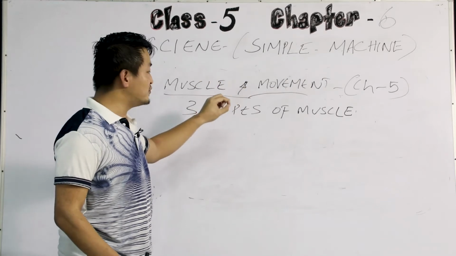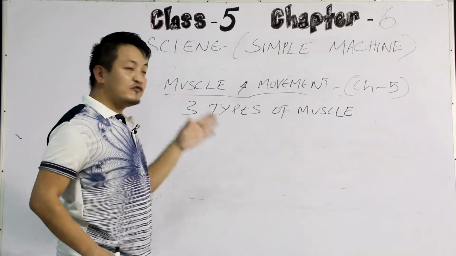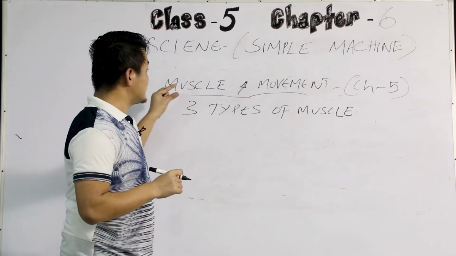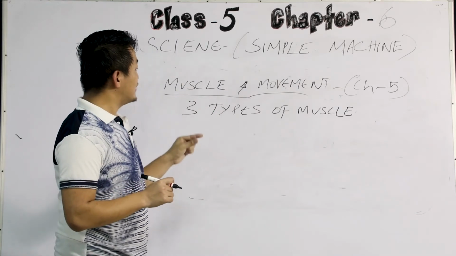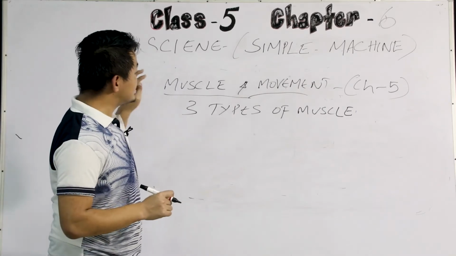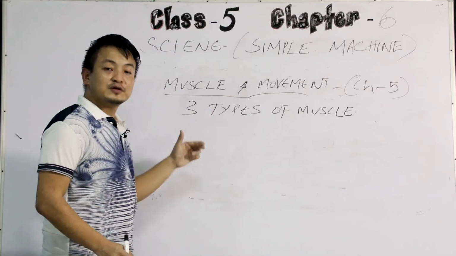Muscle and movement. Like I have already said, whenever we move our bone, we are pulling our muscles. Since muscles and bone are attached together, whenever we are moving the bone, we are pulling the muscles. Now we have three types of muscle in our human body.